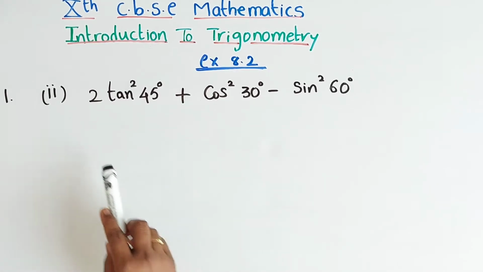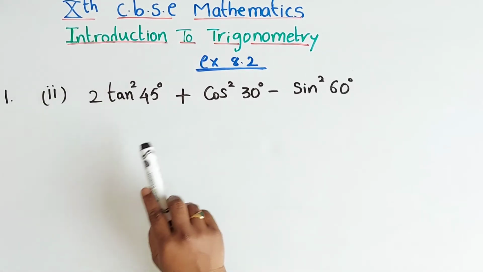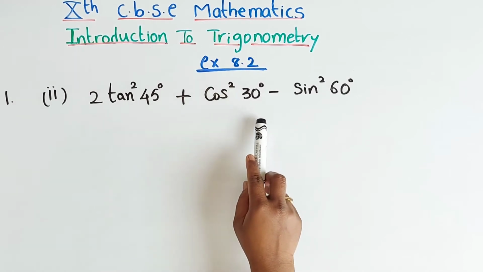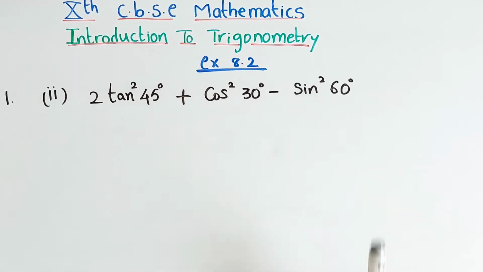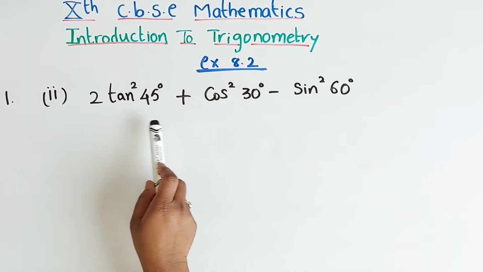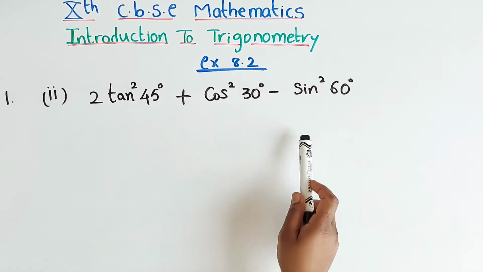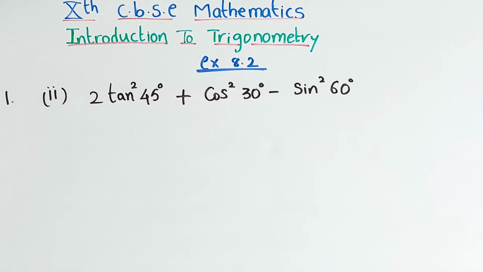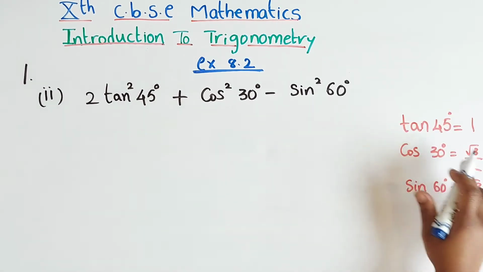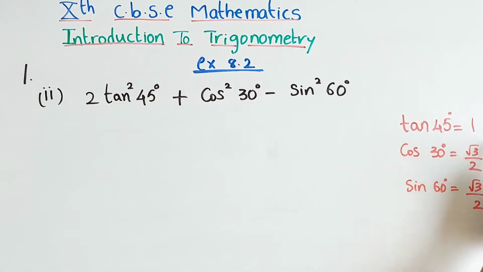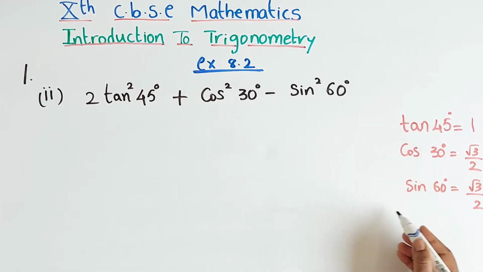Second question, children: 2 tan square 45 degrees plus cos square 30 degrees minus sin square 60 degrees. First write the values of tan 45, cos 30, sin 60. Then it will be easy for you to solve the question. Here we have the values, children. Tan 45 degrees equals 1, cos 30 degrees equals root 3 by 2, sin 60 degrees equals root 3 by 2.